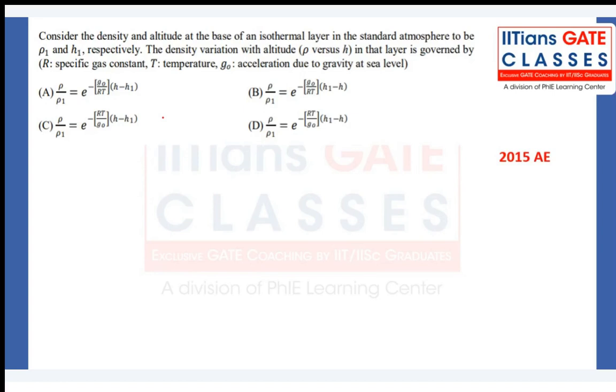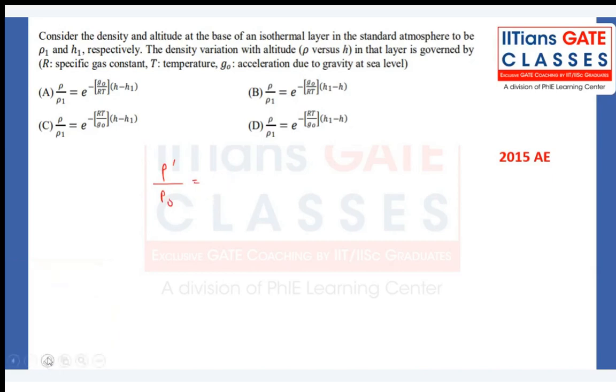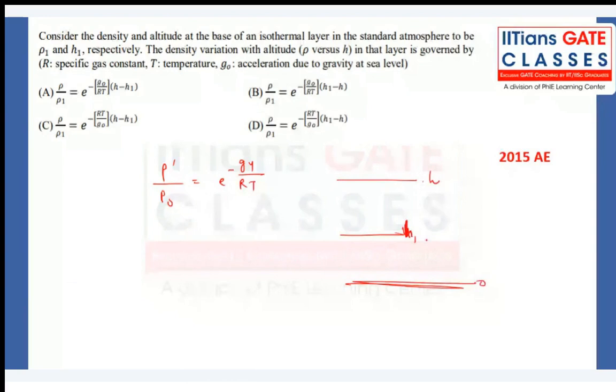We have just now seen that p dash by p naught equals e to the power of minus gy by RT. But here they are mentioning the layer height from h1 to something h. Somewhere the reference is 0, right? We have taken the reference from 0.